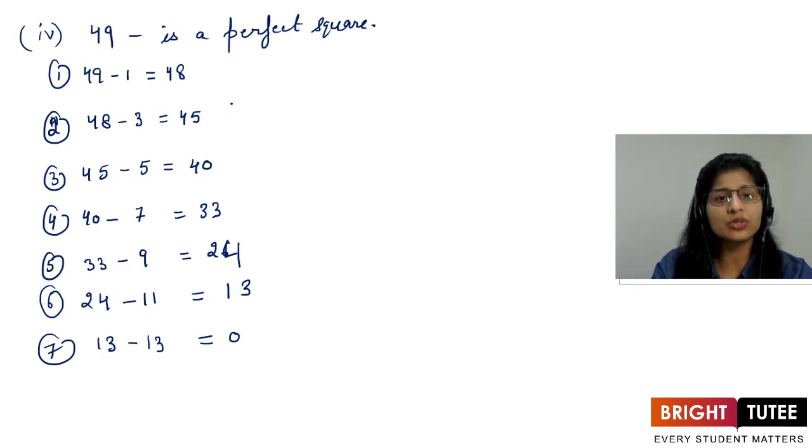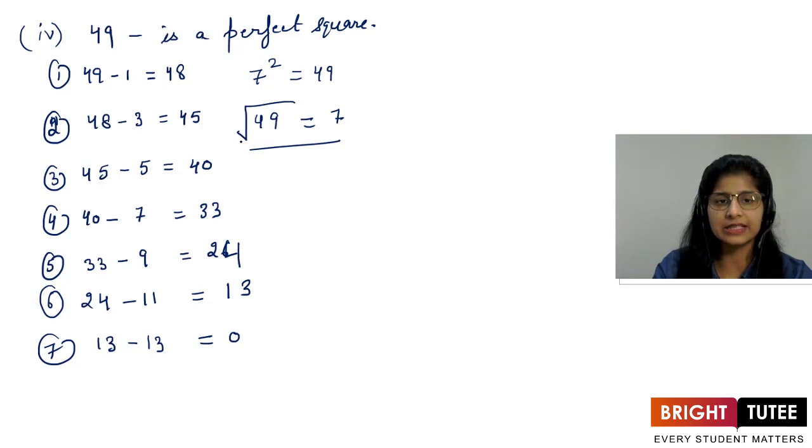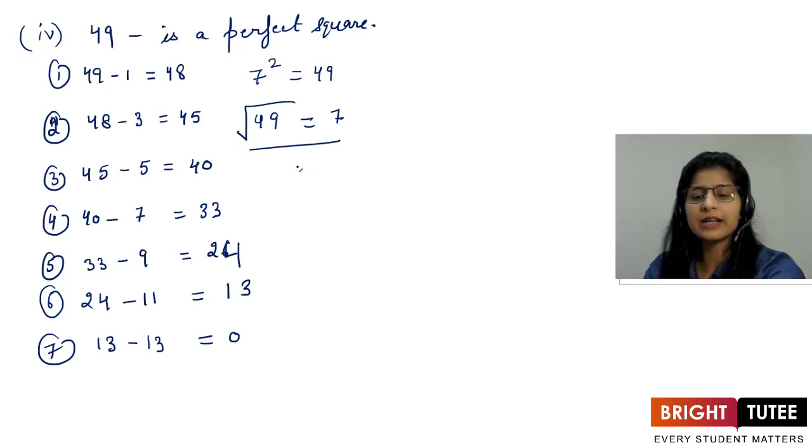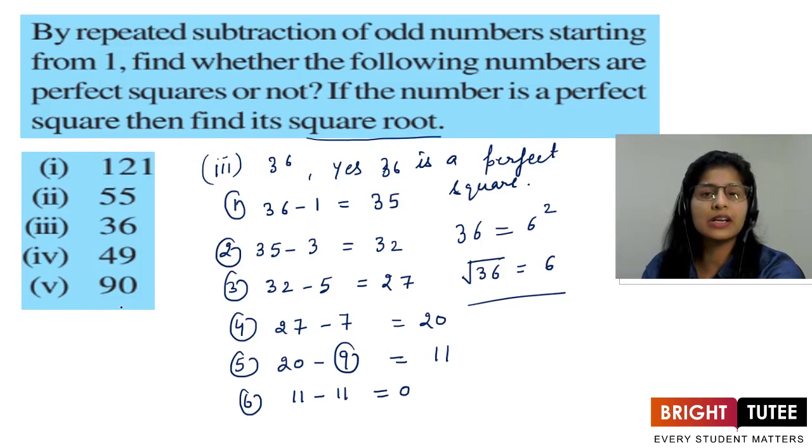Now we are going to tell what is the square root of it. How many steps we have done? 7 steps. So we can write 7 square is equal to 49 and square root of 49 is 7. Clear? This is how we read or write, and this is the symbol for square root. Clear? The next part that we have to do is for 90.